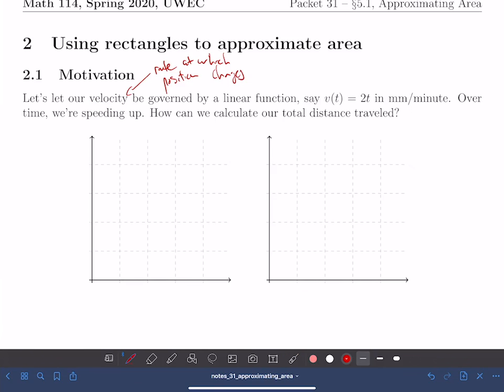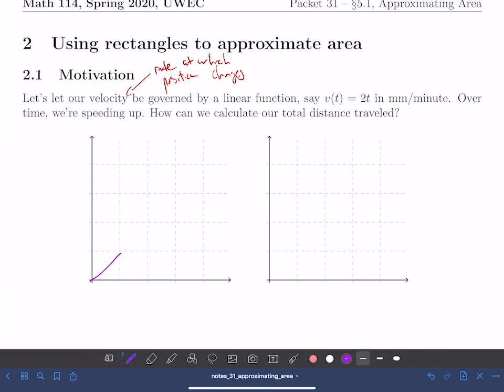Okay, and so I have just said, well, let it be 2 times t, because we're going to start simple. We're always going to start simple. And I chose millimeters per minute because, hey, why not? I like units. So I'm going to draw a curve on the left-hand axis over here.